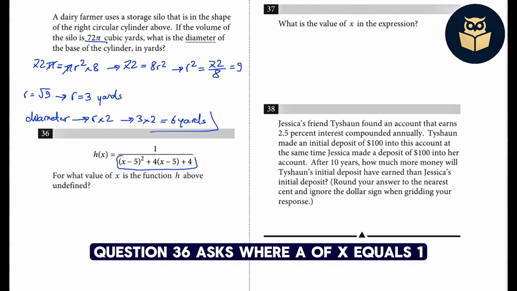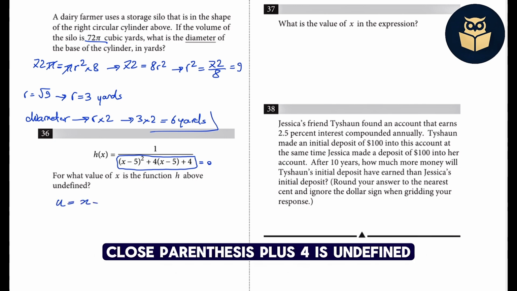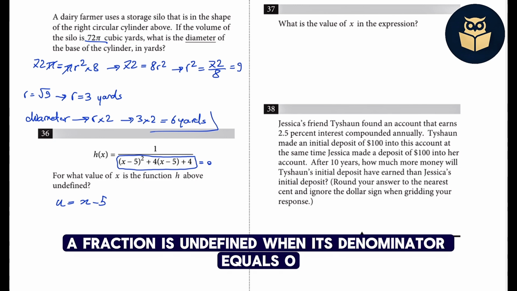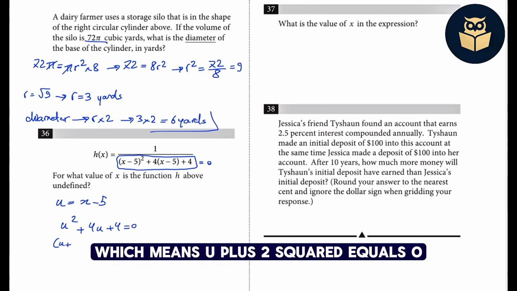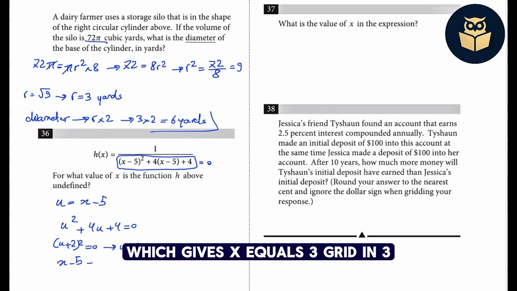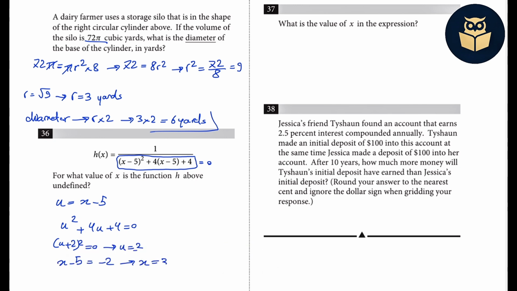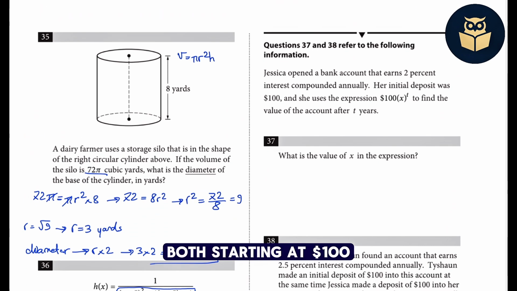Question 36 asks where h of x equals 1 divided by open parenthesis x minus 5 close parenthesis squared plus 4 times open parenthesis x minus 5 close parenthesis plus 4 is undefined. A fraction is undefined when its denominator equals 0. Let u equal x minus 5. The denominator becomes u squared plus 4u plus 4 equals 0, which means u plus 2 squared equals 0. So u equals minus 2. Substitute back: x minus 5 equals minus 2, which gives x equals 3. Grid in 3.